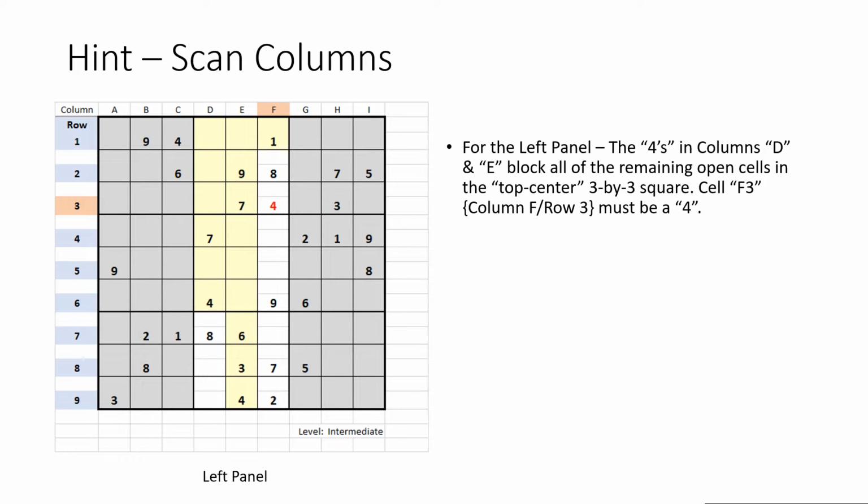Here's a hint. Scan the columns. For the left panel, the 4s in columns D and E block all of the remaining open cells in the top center 3x3 square. Cell F3, that's column F, row 3, must be a 4.